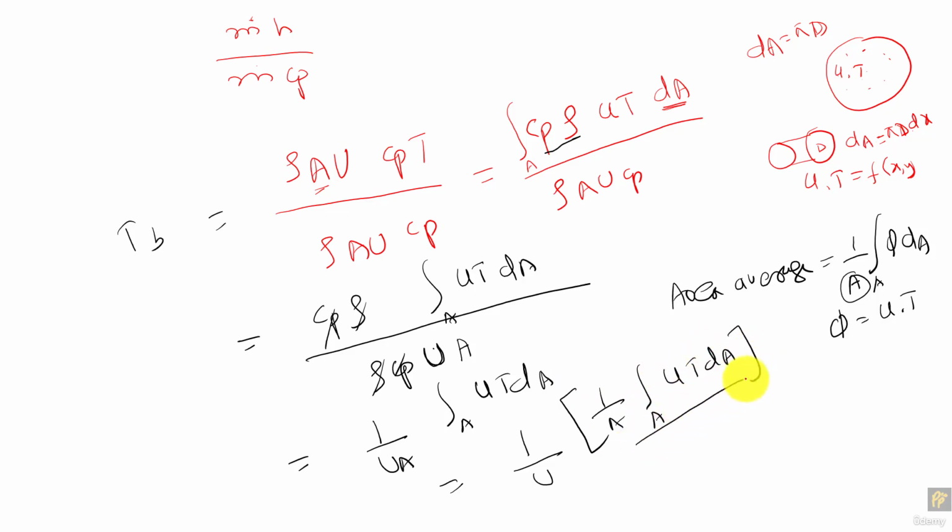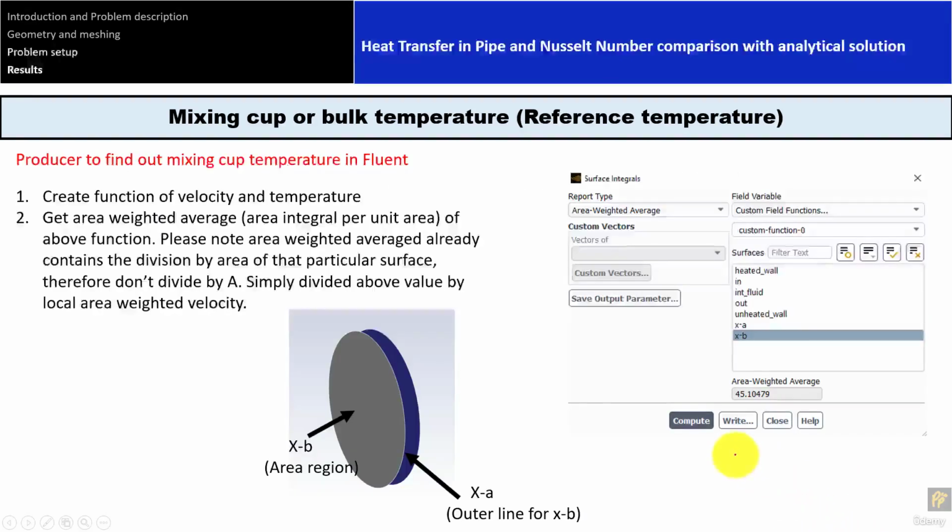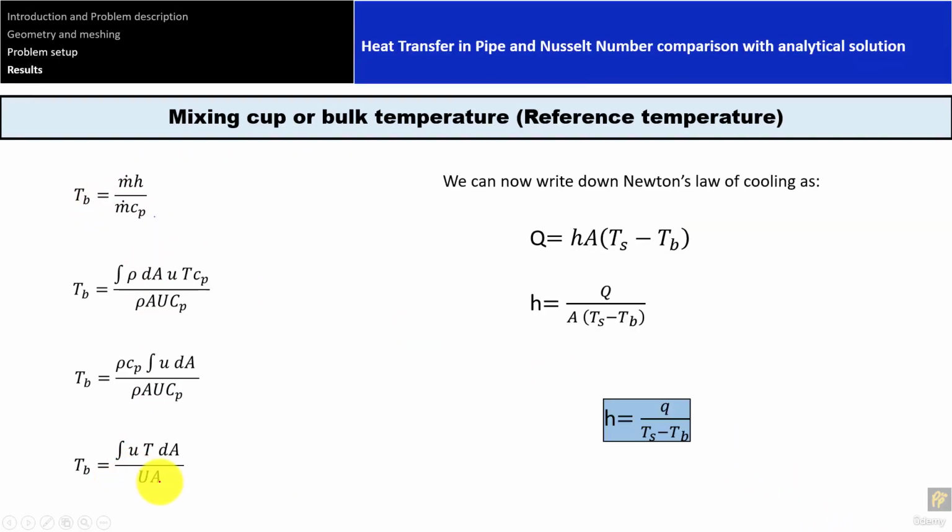This is known as the area weighted average. So this is the integration basically. Okay, so this is the whole concept of Tb. And if you take a look here, you can see this is how we define it here. This is equal to this value.